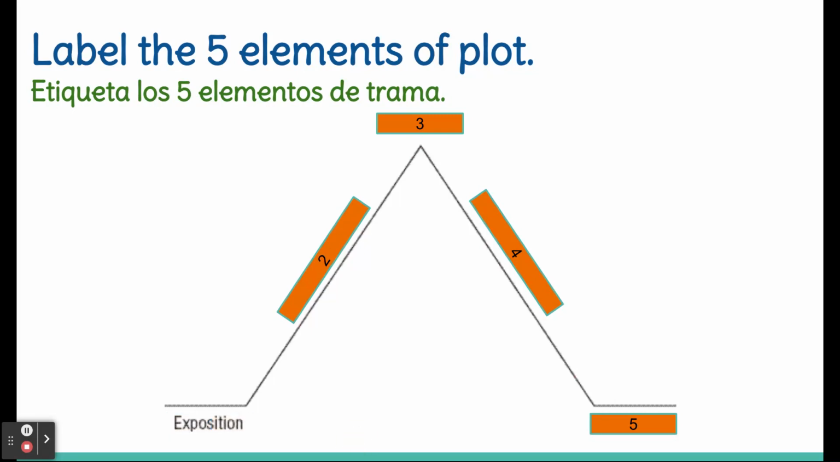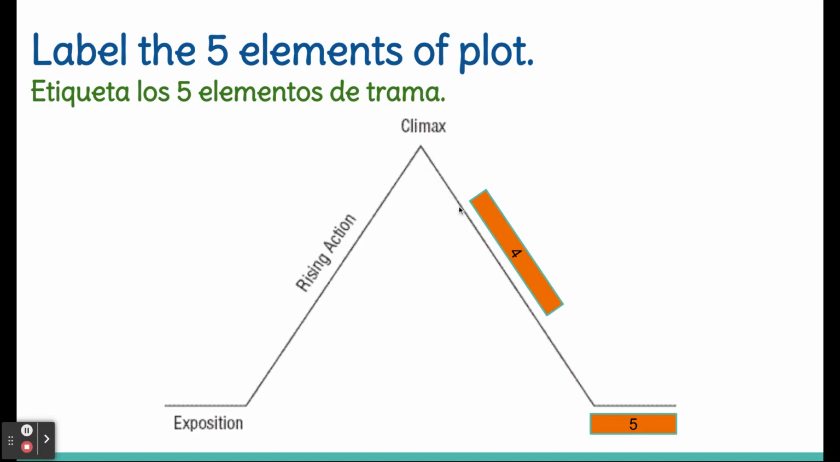The first is the exposition. This contains the characters and setting and how the story begins. Second is the rising action. These are the events leading up to the third part of the plot. The third part is the climax, the most exciting moment. This is also called a turning point in the story.